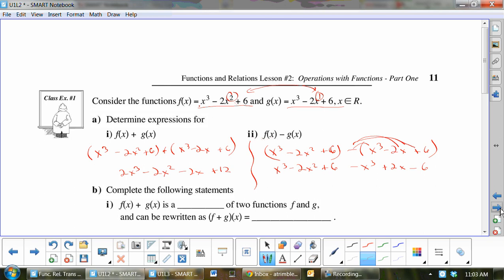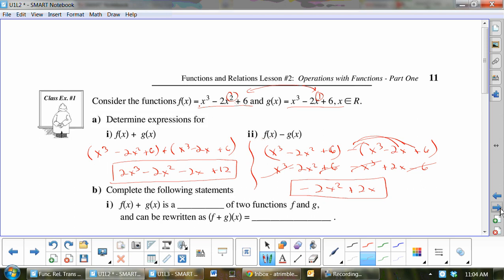Now you can do your x cubed minus x cubed. Done. So it would be negative 2x squared plus 2x and 6 minus 6. Done. Okay, so when I add them together, I get this. When I subtract them, I get that.